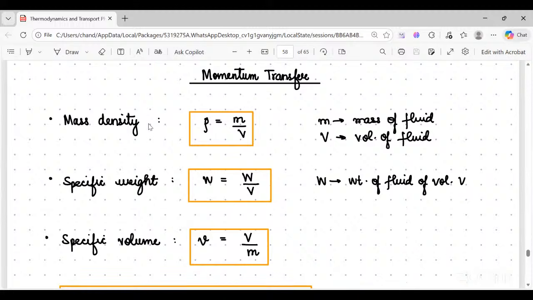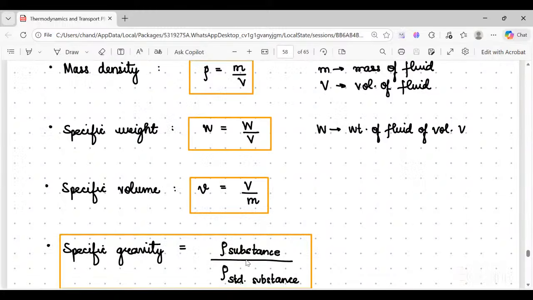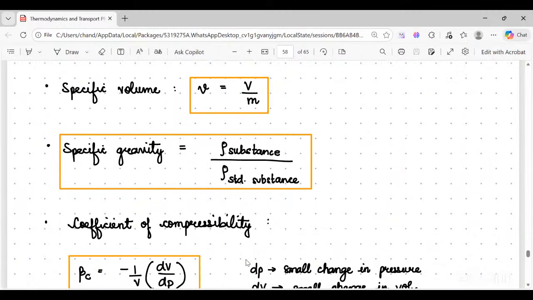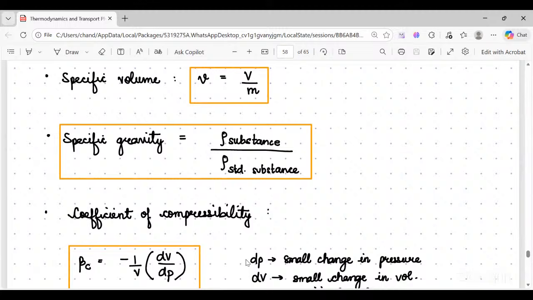Momentum transfer. Mass density rho is equal to m by V, mass of fluid by volume of fluid. Specific weight w is equal to W by V, weight of fluid by volume. Specific volume is V by m. So anything per mass is specific. Specific gravity is rho of a substance by rho of a standard substance.